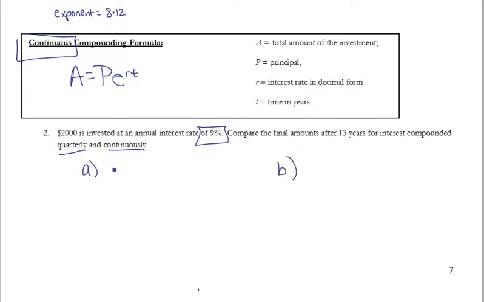Quarterly would be 2,000 times 1 plus, and we took our 9% interest rate and divided it by 4, raised to 13 times 4, which gives us 52 times that it would be compounded total. So that would be our compounded quarterly.